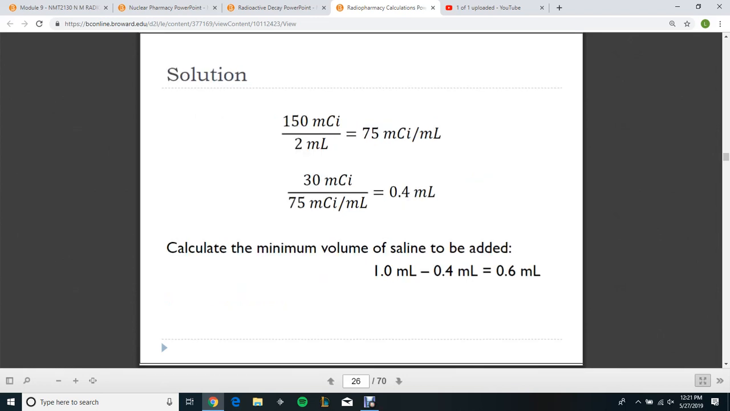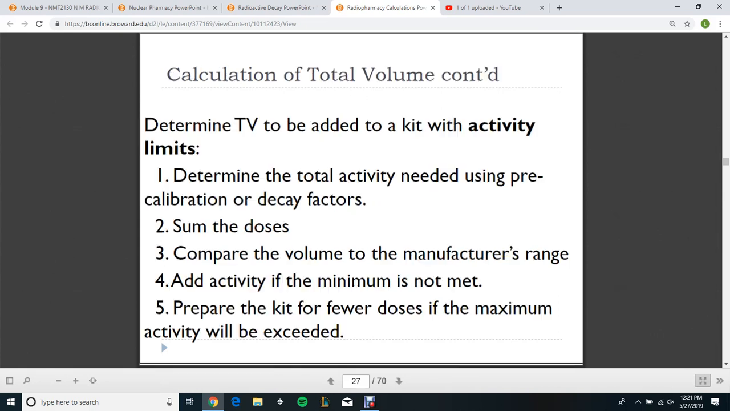So we have 150 millicuries divided by 2 ml. It's going to give us the concentration of 75 millicuries per ml. And then we take the 30 millicuries and divide that by the concentration of 75 millicuries per ml, which is equal to 0.4 ml. So calculate the minimum volume of saline to be added. The minimum amount that we need is 1 ml. So 1 ml minus 0.4 is equal to 0.6 ml. You'll need 0.6 ml of the saline.